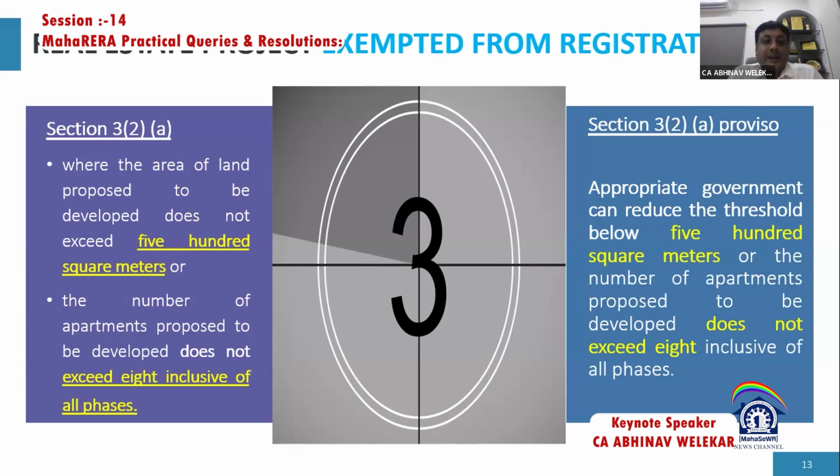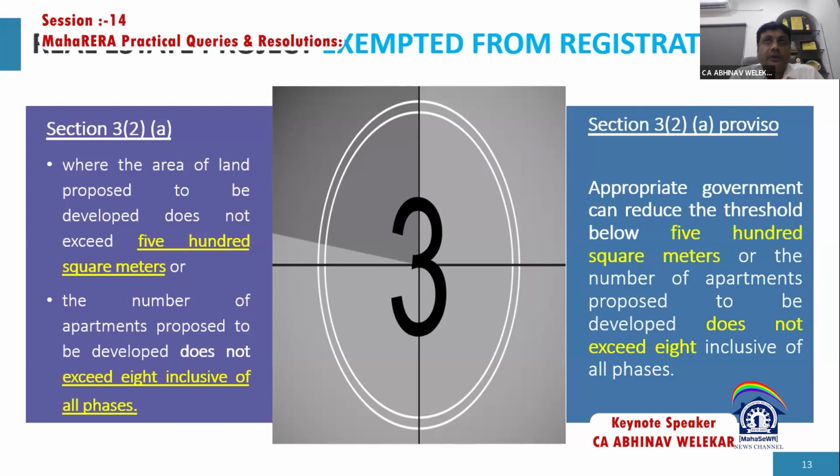With respect to the exemption part, we will get it a little clearer once circular number 2525A comes. So basically the act says that when either of these two conditions is satisfied, the project is exempt. Section 3(2)(a) says that the government can reduce the limits, but it cannot increase the limit. So there is a restriction on the state government. We have to keep this in mind always.